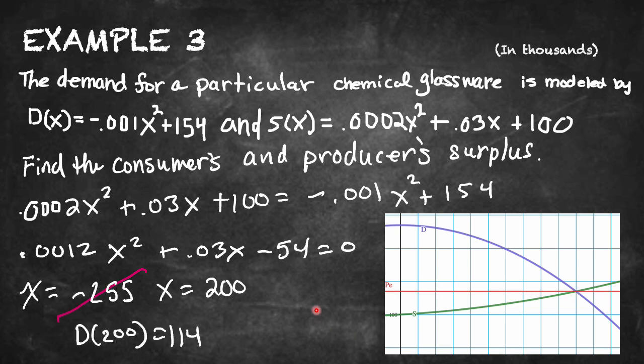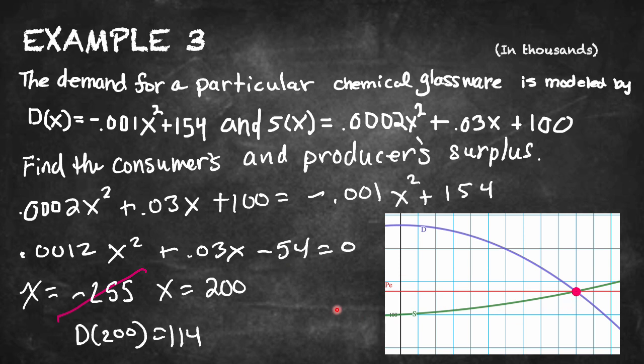Now, to find the corresponding y value, we need to plug 200 into either the demand function or the supply function. It doesn't matter which one you plug it into because at that equilibrium point, they're both going to be the same. So my advice is to plug it into the one that you think is going to be the easiest for arithmetic. But either way, you should get the same answer. So we're going to get 114 for that. So this point right here is 200 for x, and then y is going to be 114. So there's our intersection point.